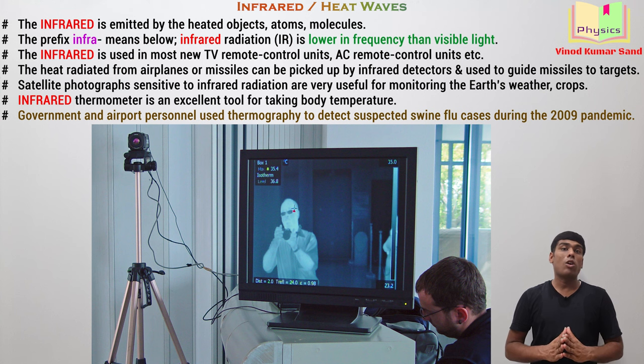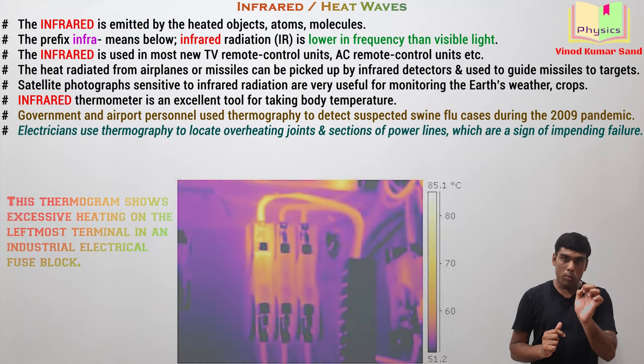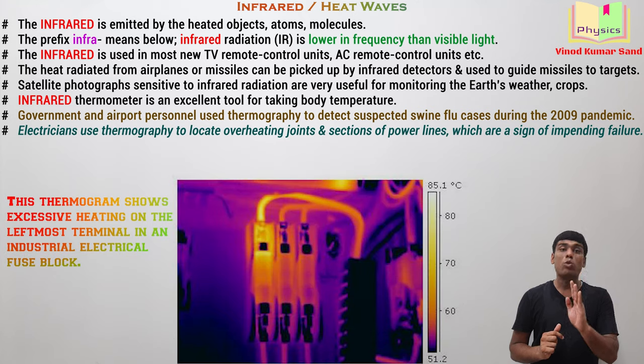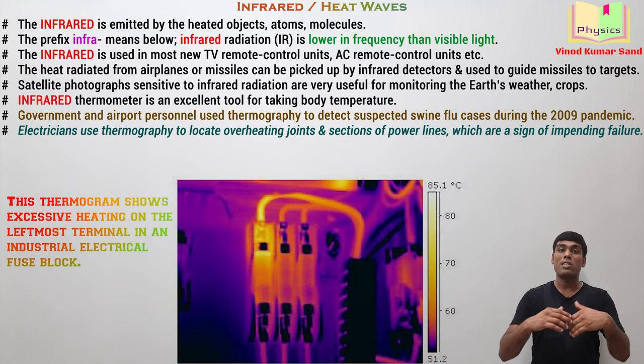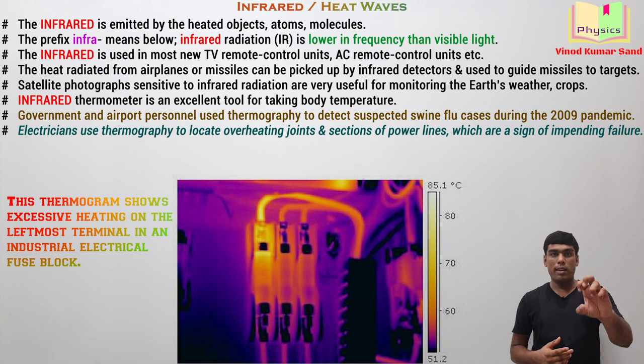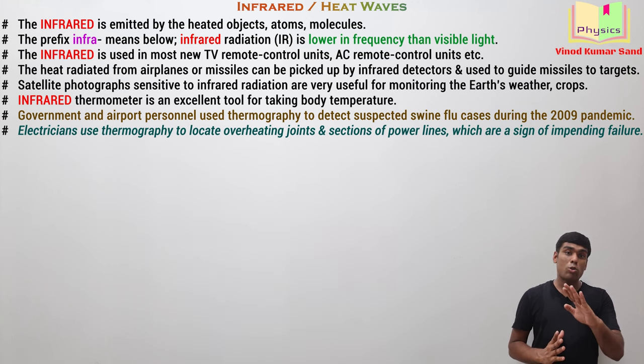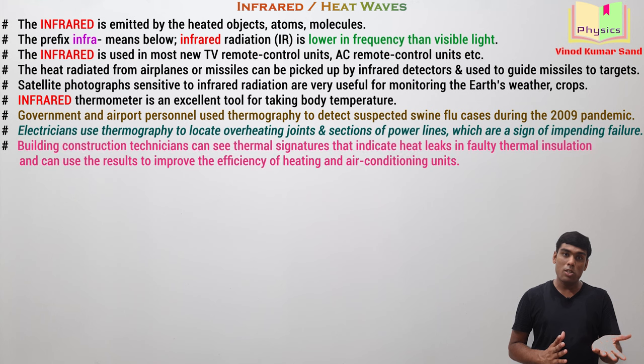Another practical use of the infrared is by electricians. Using thermographs, electricians come to know which part of the circuit is getting overheated, which part is going to fail first. So they can remove that part and replace it as soon as possible to avoid any kind of failure. Infrared is also used by construction engineers.